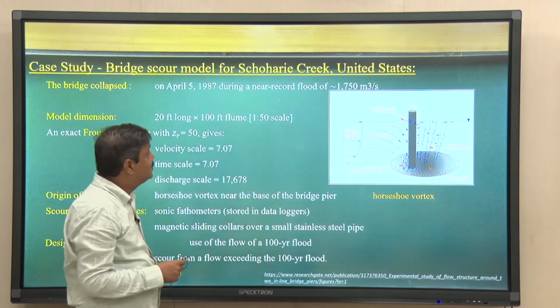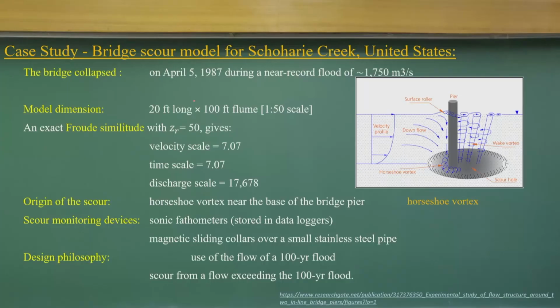This is one of the bridge models considered way back in the United States, a bridge that collapsed in 87 with this discharge. These are the vertical scales, sorry, this is the velocity scale, the time scale, the discharge scale, and they try to look at the horseshoe vortex near the base of the bridge piers, and that is what the instrumentation was done for. As we discussed earlier in much detail, this was done to know why the bridge collapsed on this date, and that gives us design guidelines for constructing a pier in a river. So, that is the point.